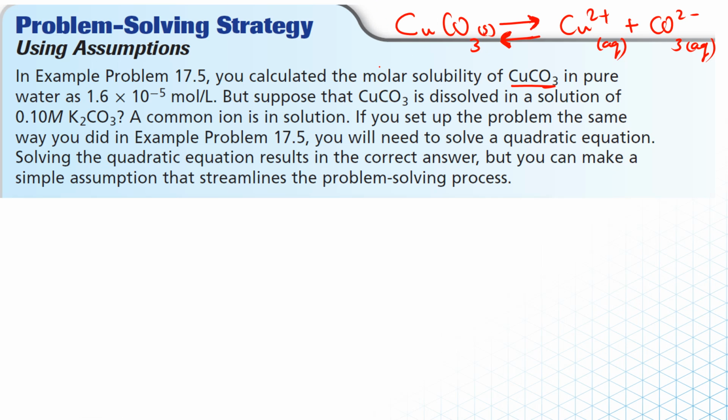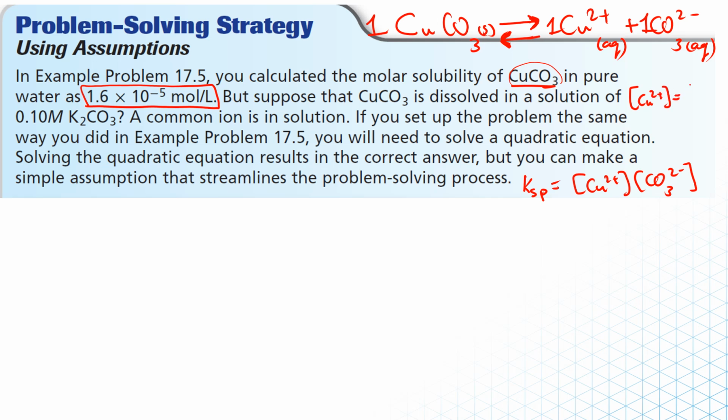Remember, when we solved the problem about it in example 17.5, we found that the solubility of CuCO3 was 1.6 times 10 to the power minus 5. كيف حسبنا هذا الشيء؟ Do you remember the KSP? KSP equals the concentration of Cu plus 2 times the concentration of CO3 minus 2. And here's 1, 1, 1. So we said the concentration of Cu plus 2 will be equal to CO3 minus 2 will be equal to S اللي هي solubility حق هذا المركب. Okay? Which was the solubility of this compound.